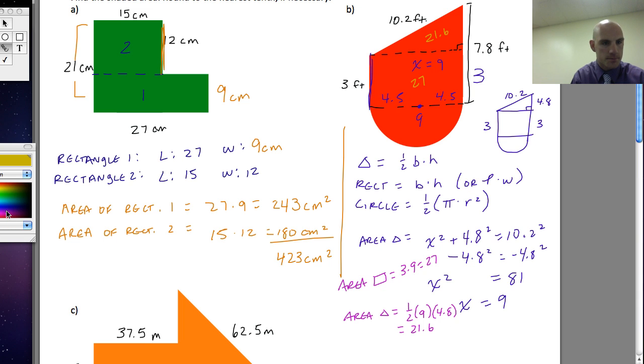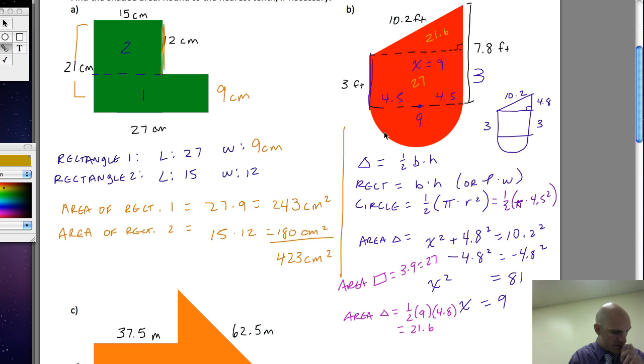My circle, go back to my pinkish purple. My circle is going to be 1/2 times pi times radius squared. So 1/2 times pi times 4.5 squared, which is going to give me 4.5 squared divided by 2, and that's going to give me 10.125 pi. So what's the area of my whole figure?